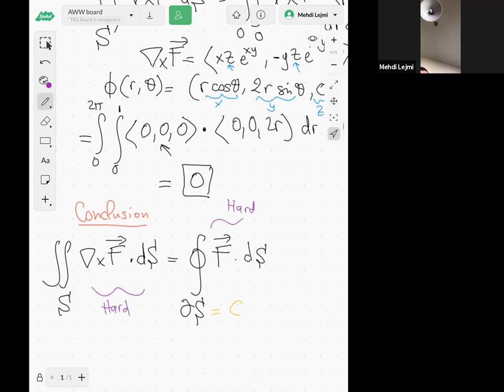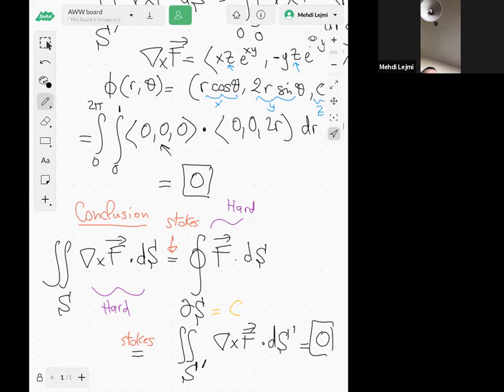But then this boundary C is also the boundary of another surface, which is our surface S prime. So this is also, by Stokes theorem, the double integral over S prime of the curl of F, which turns out to be 0. And so that's the answer. Our initial integral is actually equal to 0.